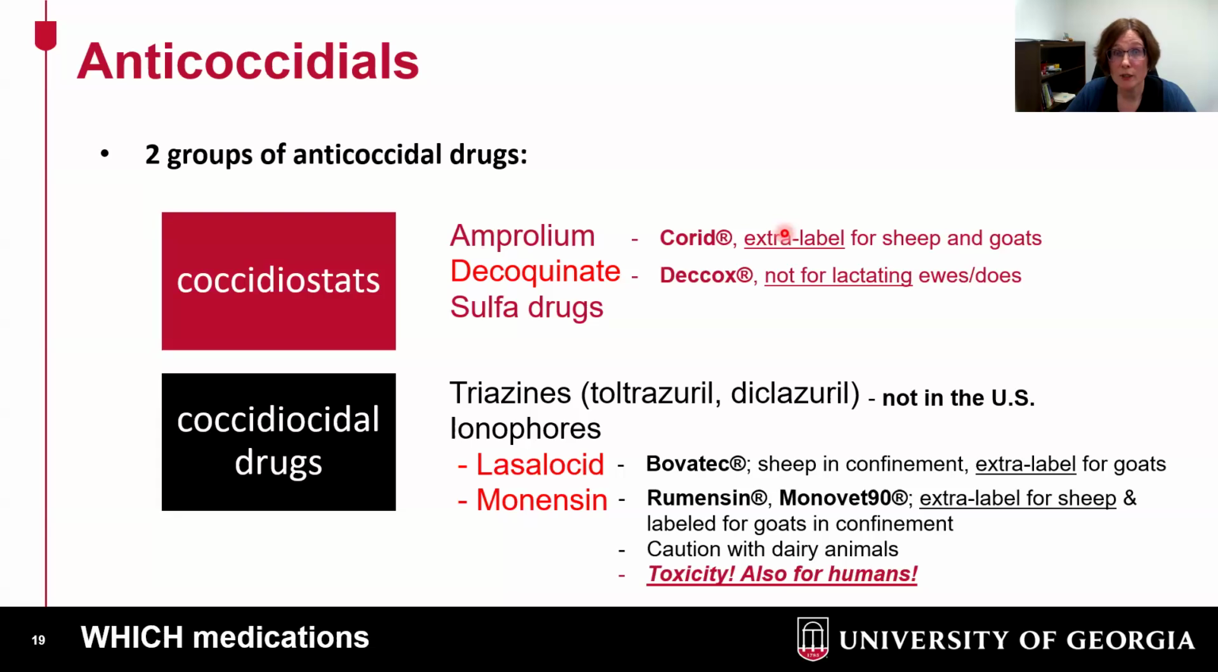So usually what happens is you start with the ones that are labeled for the species we're looking at, sheep or goats. And then if you do not see the expected results, so it's not working the way it should, then you're free to go to extra label drugs, but it's not supposed to happen that you start with an extra label drug. Thank you. You may continue. Thank you, Dr. Berry. Yeah, absolutely. Those are great questions. Thank you.